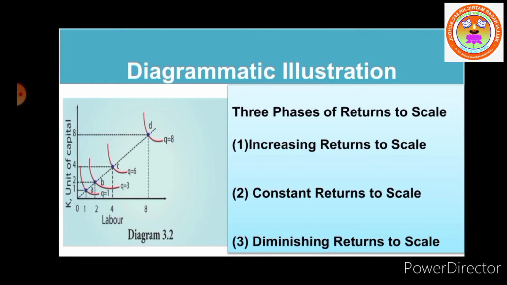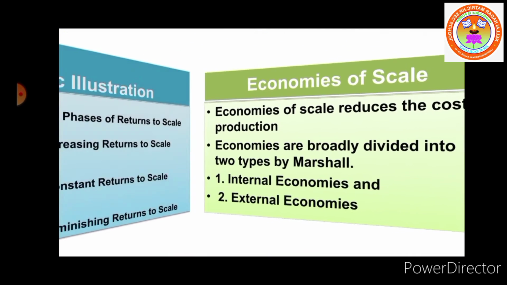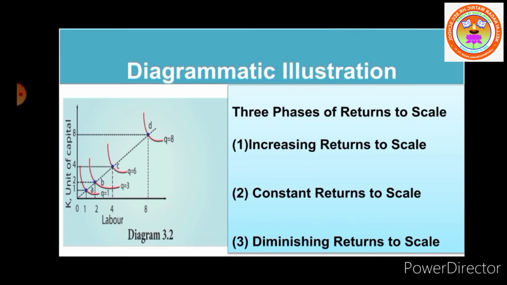Decreasing returns to scale are denoted by the movement from point C to point D, since doubling the factors from 4 units to 8 units produces less than the increase in output. So the law of returns to scale explains the long run production function. In the long run, all the factors are variable, but the organization is fixed. Here there are 3 stages: increasing returns, constant returns and diminishing returns.